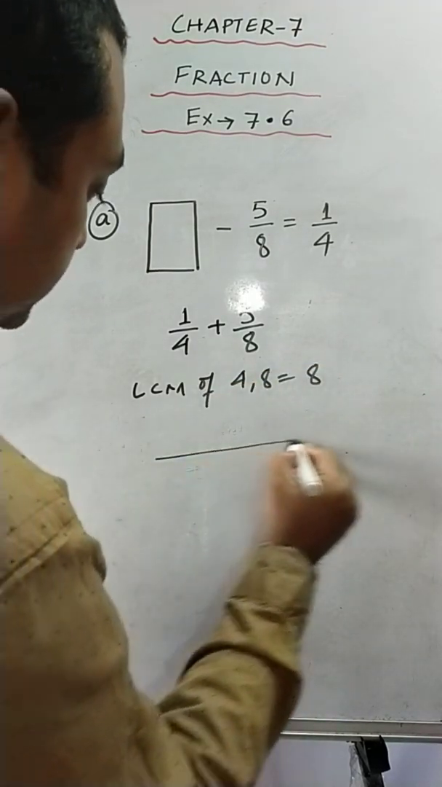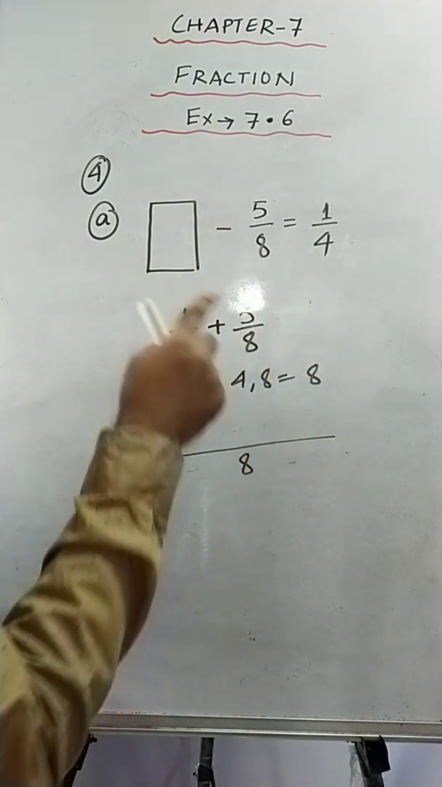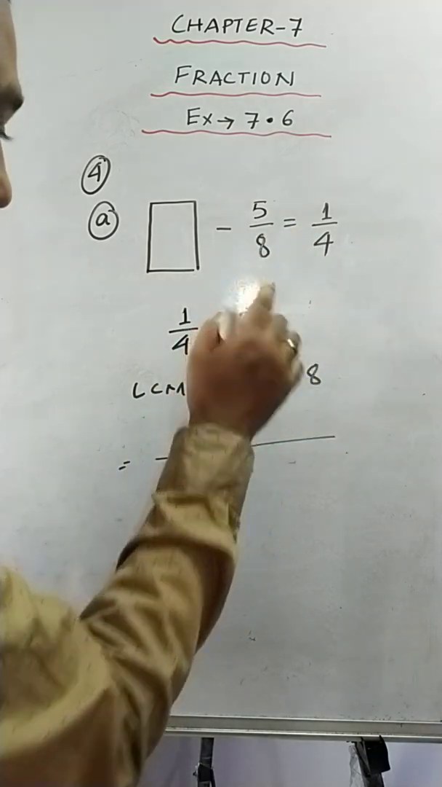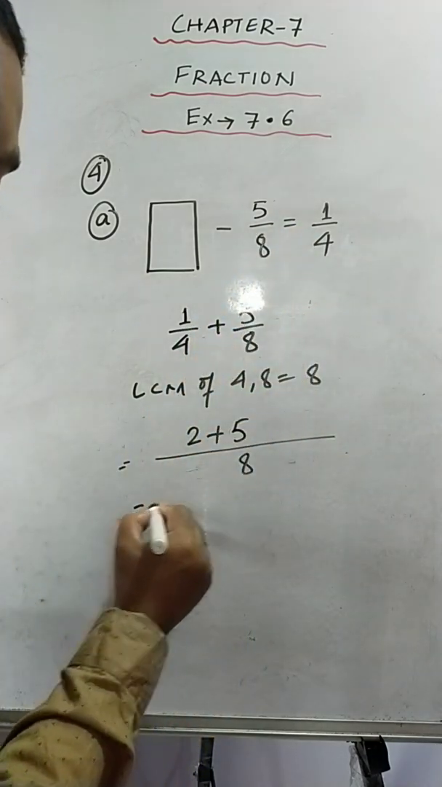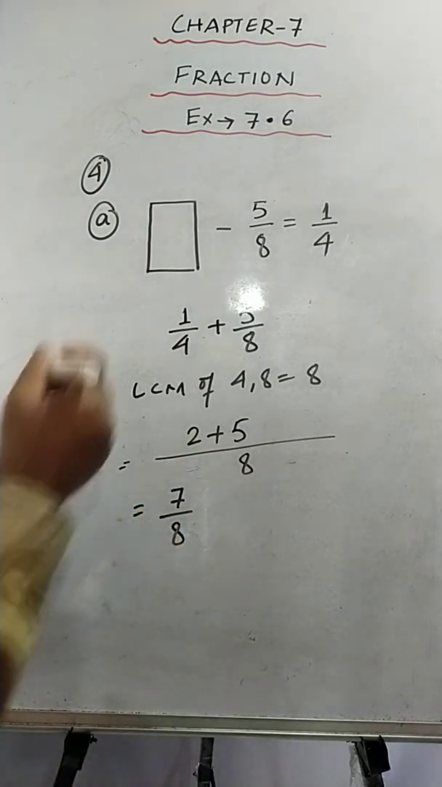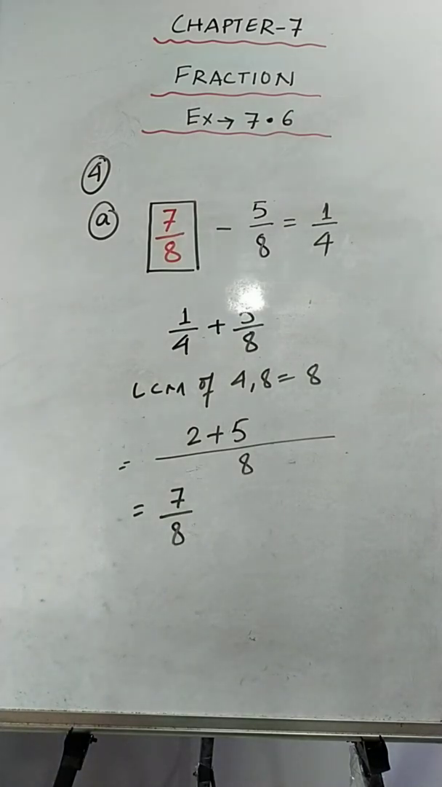Okay, now we'll write the LCM. Now 8 divided by 4 is 2. 2 into 1 is 2. 8 divided by 8 is 1. 1 into 5 is 5. That means 7 by 8. So your required answer is 7 by 8. Okay, so now let's move on to sum number B.